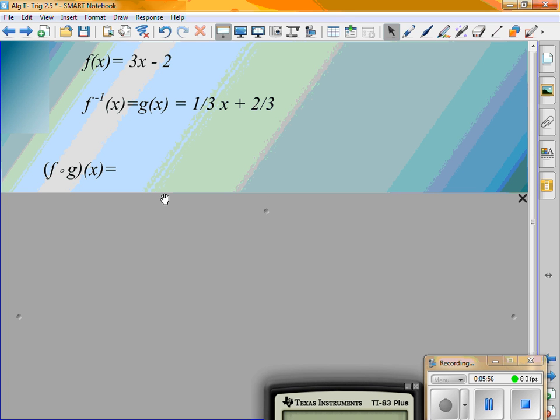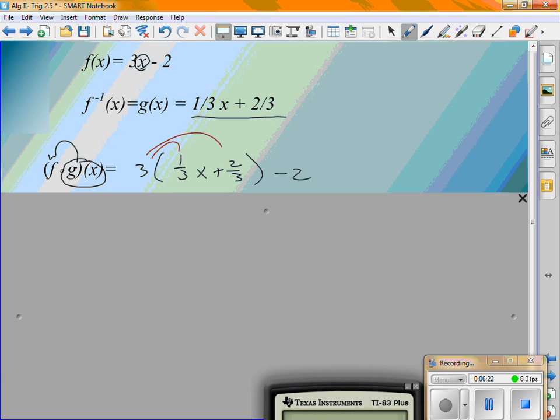Find out what f of g is. When I do f of g, this means I'm going to take g of x and put it into f of x. So I have 3 times 1/3 x plus 2/3, minus 2. When I distribute, 3 times 1/3 is just 1, so it's 1x. What's 3 times 2/3? 2. Plus 2 minus 2. So it's just x.